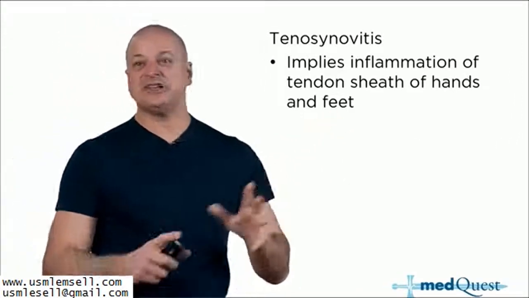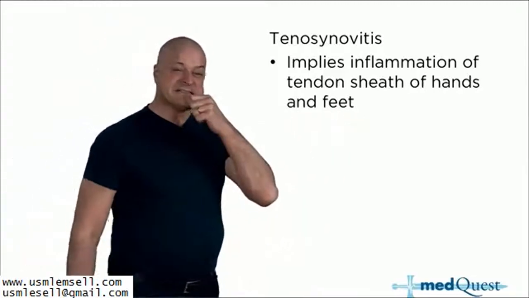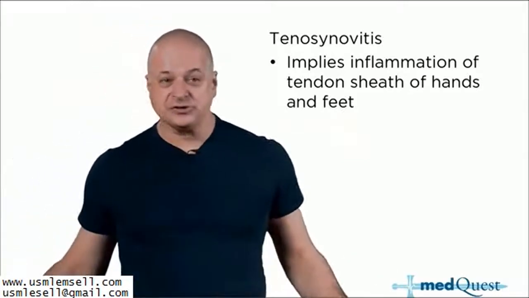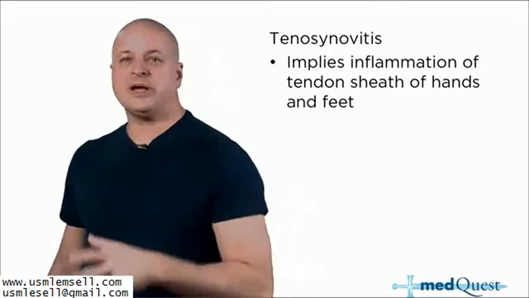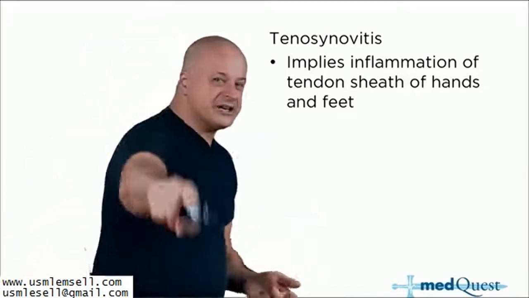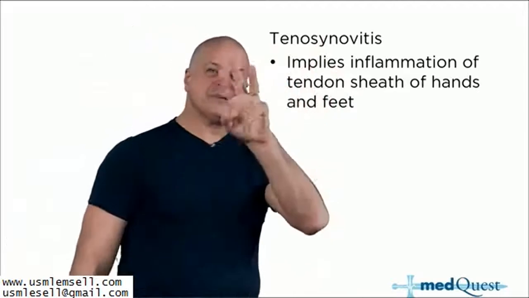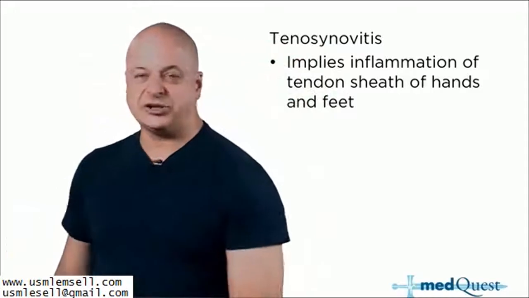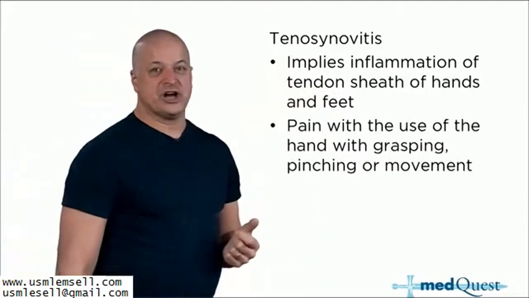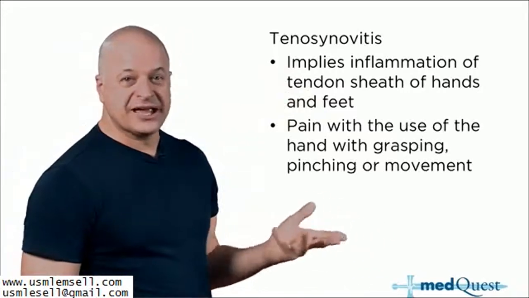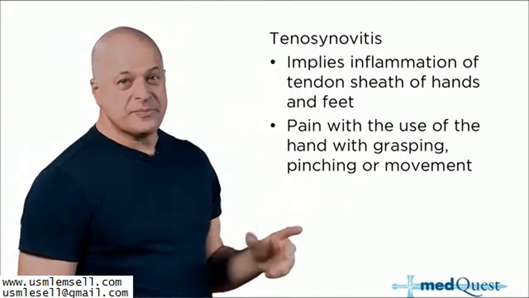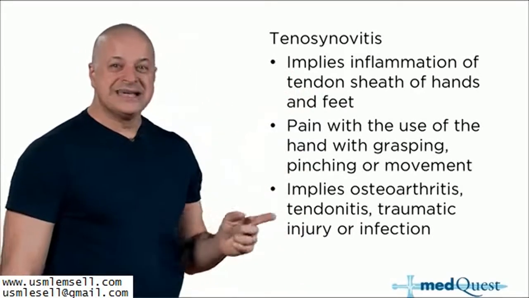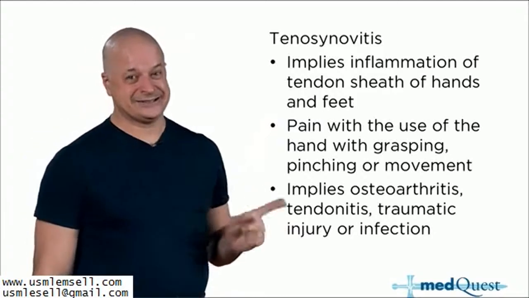So it is inflammation of the tendon sheaths of the hands and feet. Now, this is important because gonorrhea is a very difficult organism to diagnose. So you say polyarticular, tenosynovitis, and petechial rash, which tells us it's disseminated gonorrhea. And you have pain with the use of the hand on grasping, pinching, or movement, because anything that makes it move, okay, it's tendinitis.